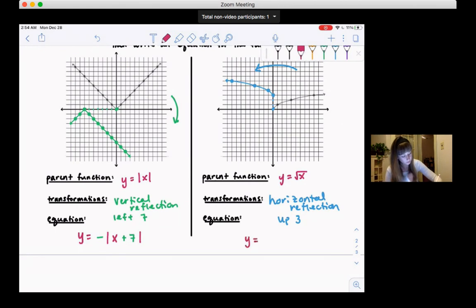So y equals, horizontal reflection is inside, so let's go under the square root. We make x negative on the inside, so we'll have a negative x inside the square root. And then to go up 3, we go outside the square root and we do plus 3. So the negative inside gives us the horizontal reflection, plus 3 outside gives us the up 3. Okay, so that is an overview of reflections and how to write equations for them and how to do the graphs.